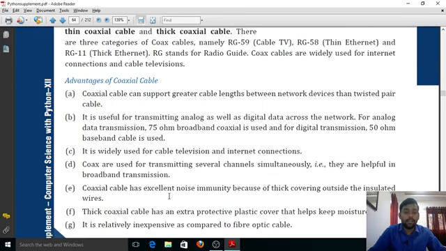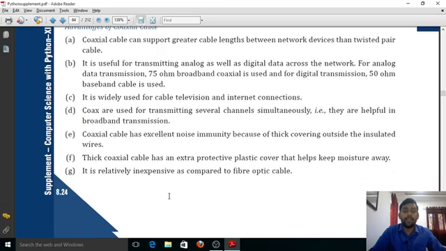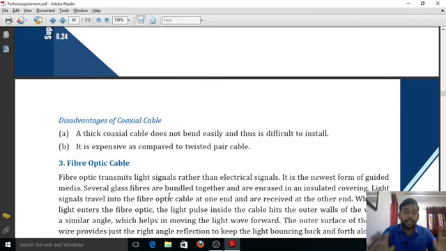Then thick coaxial cable has an extra protective plastic cover that helps keep moisture away. It is relatively inexpensive as compared to fiber optic. And now the disadvantages: a thick coaxial cable does not bend easily, so it is difficult to install. It is not flexible, and it is more expensive than twisted pair cable, of course.